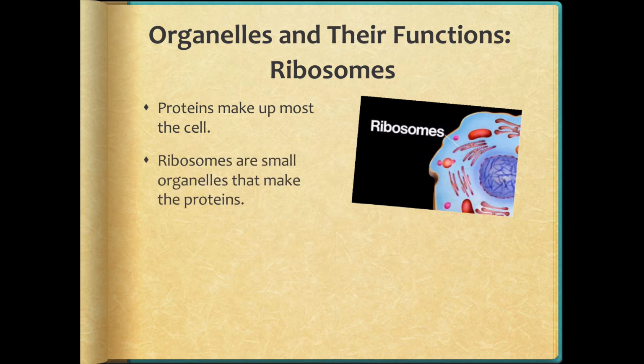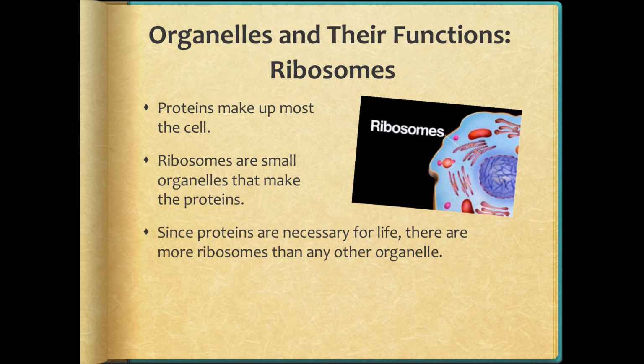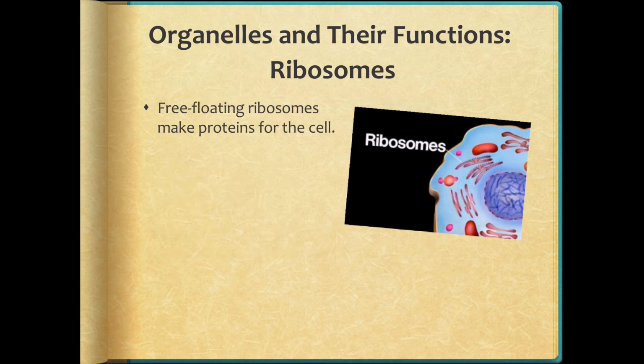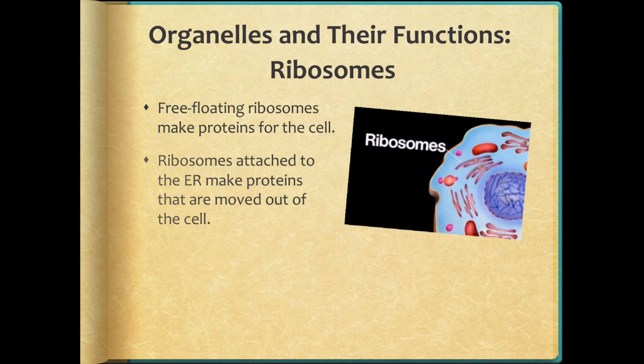Ribosomes are small organelles that make the proteins. Since proteins are necessary for life, there are more ribosomes than any other organelle. The free-floating ribosomes make the protein for the cell. Ribosomes attached to the ER make the proteins that move out of the cell.